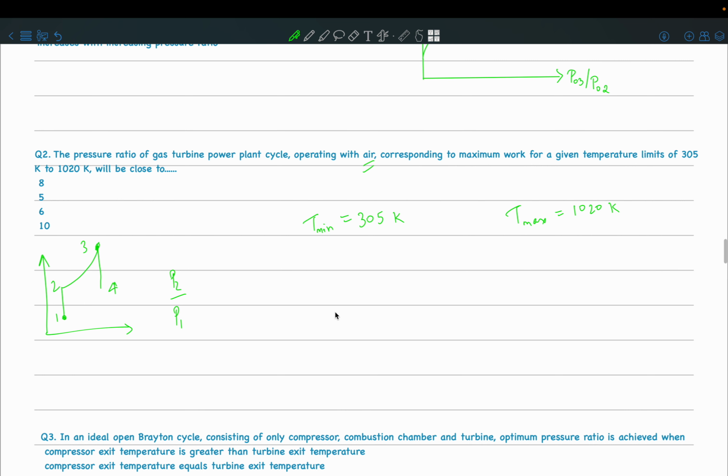So what is the formula here? P2 by P1 is equal to, okay, in case you don't know these formulae, please refer to the lectures. T2 by T1 to the power gamma by gamma minus 1. But we are not given T2 at all. We are given T3 by T1. So now what is the relation?